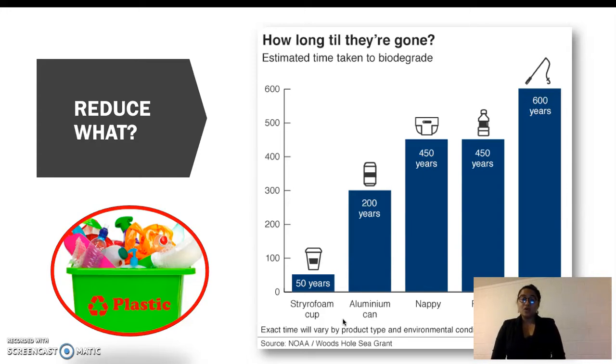One diaper takes 450 years to biodegrade. You know how many diapers parents go through, in a month, daily even. A plastic water bottle takes 450 years also to biodegrade. Another one that's found in a lot of ocean pollution is fishing line, and that takes up to 600 years for it to biodegrade.